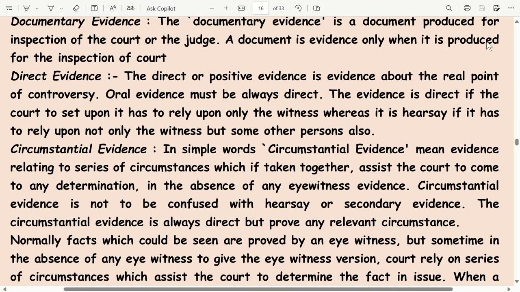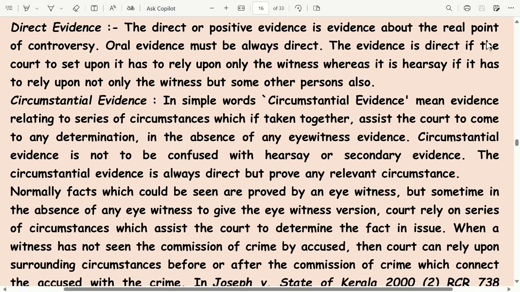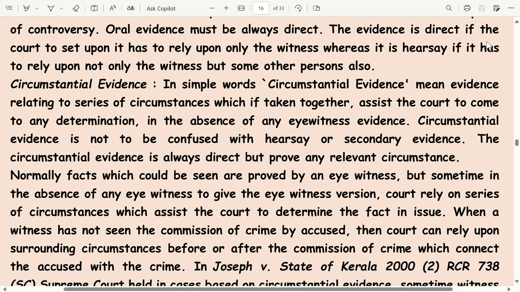Normally, facts which could be seen are proved by an eyewitness. But sometimes, in the absence of an eyewitness version, the court relies on a series of circumstances which assist the court to determine the fact in issue. When a witness has not seen the commission of the crime by the accused, then the court can rely upon surrounding circumstances before or after the commission of the crime which connect the accused with the crime.